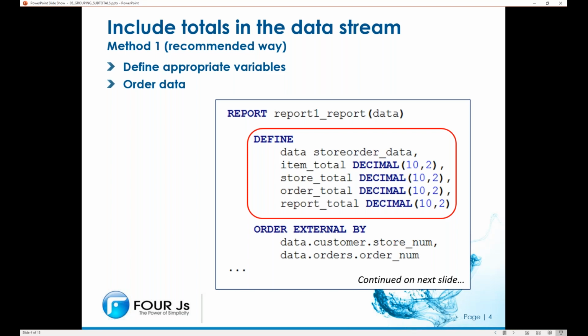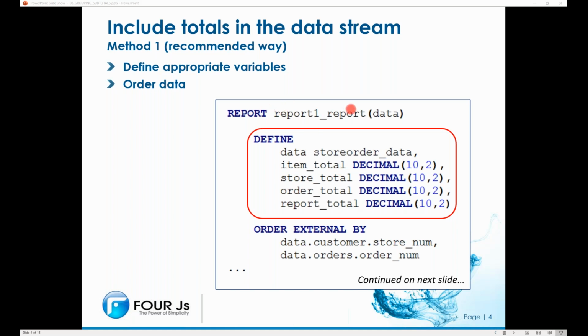If I look at my order external by clause up here, we're implying that my data is going to be sorted by store num, and then by order num. So I'm assuming that each time my order changes, I'm going to want to give an order total. Each time my store number changes, I'm going to want to give a store total. For each data row that comes across, I can give an item total. And then at the very end, I want to give a grand total for the entire report.